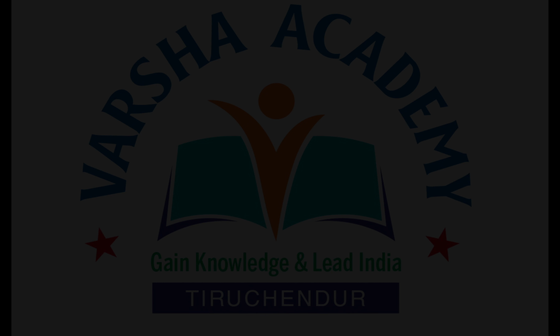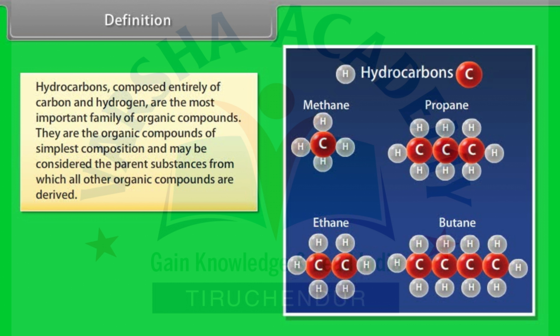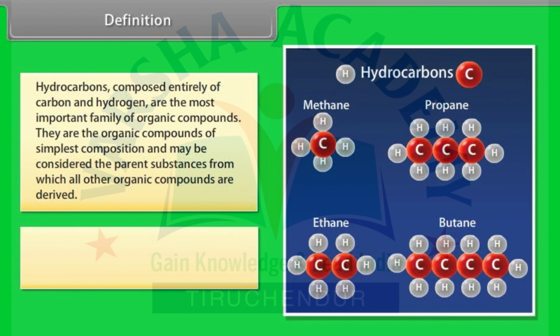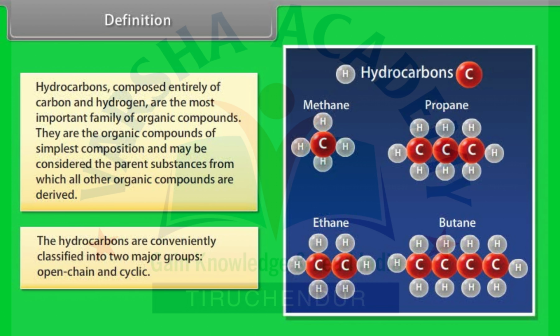Definition. Hydrocarbons, composed entirely of carbon and hydrogen, are the most important family of organic compounds. The organic compounds of simplest composition may be considered the parent substances from which all other organic compounds are derived. The hydrocarbons are conveniently classified into two major groups: open chain and cyclic.